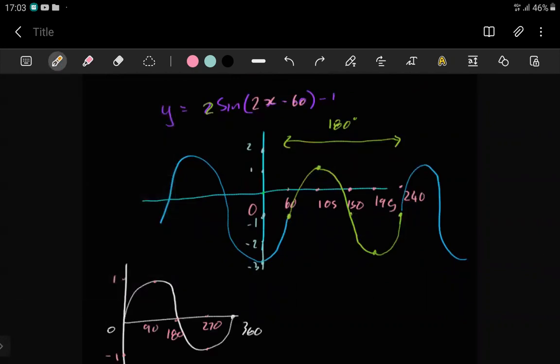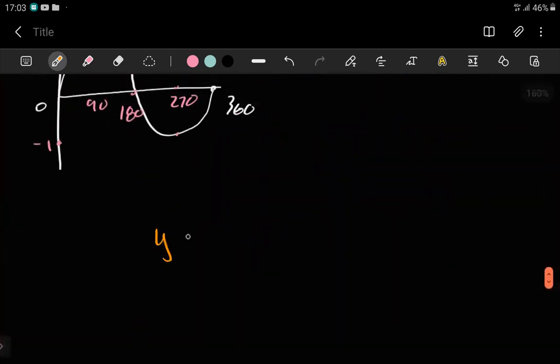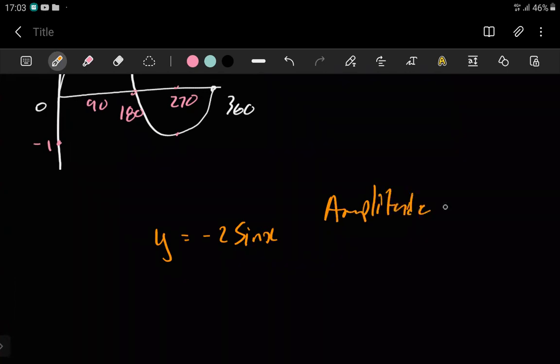The last thing to mention is whether this number is negative or positive. If you have, let's say, -2 sine x, the amplitude is still a 2, because amplitude is all about distance, and distance cannot be negative.